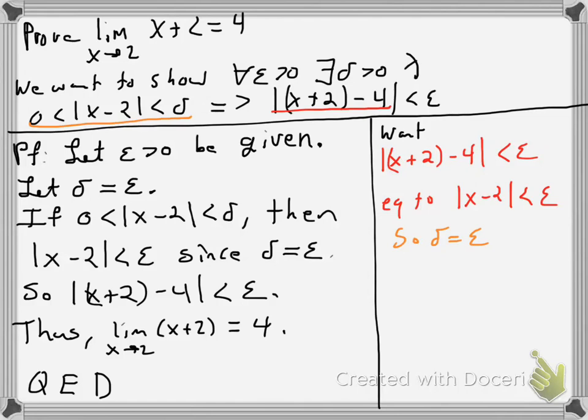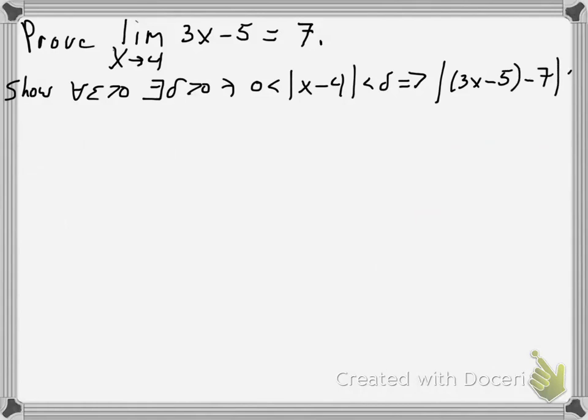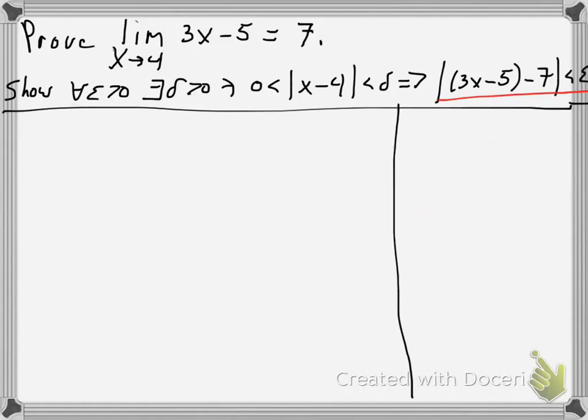Let's do another example, one that's slightly more complicated, not a whole lot more. And we would like to prove that the limit as x approaches 4 of 3x minus 5 is equal to 7. So what we'd like to show is for every epsilon greater than 0 there exists a delta such that the distance between x and 4 is small, implies the distance between 3x minus 5 and its limit is also small. So we're going to start off with what we want. We want the distance between the function 3x minus 5 and its limit 7 to be small. And we're going to work backwards.